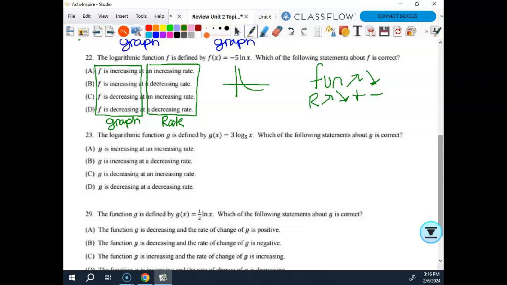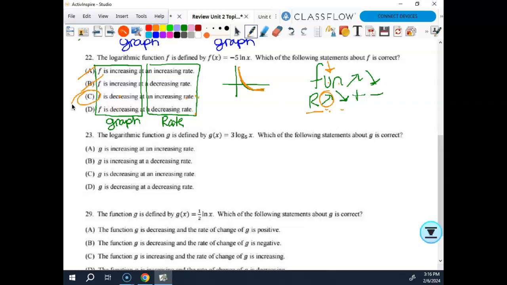Okay. So then I can see here that f, my function, my graph is decreasing, so I can eliminate A and B. And if I want to know if the rate is increasing or decreasing, I look at whether or not it's concave up or down. This is concave up, so my rate is increasing. So the function is decreasing at an increasing rate.